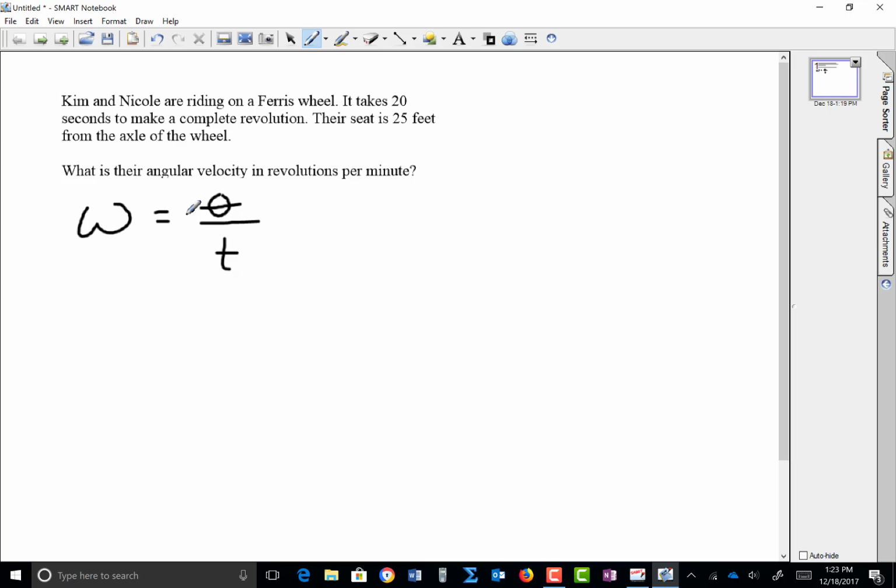So let's look at this problem. It says Kim and Nicole are riding on a Ferris wheel. It takes 20 seconds to make a complete revolution. Now, when they talk about anything going around a circle and the time that it takes to do it, they have actually given you angular velocity. So what they've really given us is this circle, this Ferris wheel, and they're telling us that if this were my seat, it takes me 20 seconds to go all the way around that circle. That's one complete revolution.